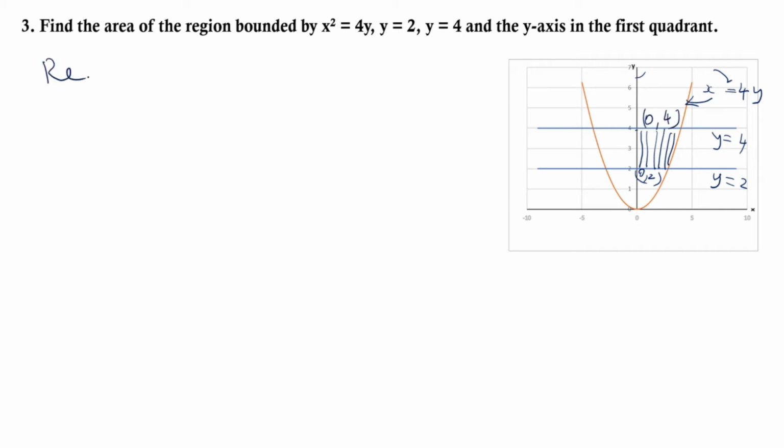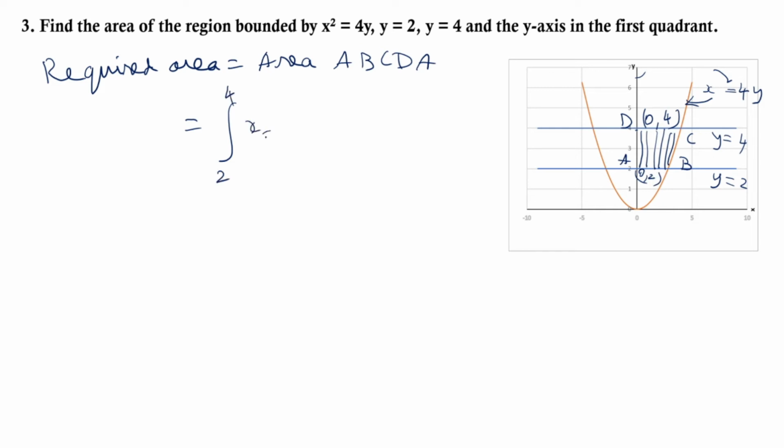So let us take the required area, which is equal to the area of ABCDA. This is equal to the integral. Here we have to take it in terms of y. Y varies from 2 to 4. Integral 2 to 4 x curve dy. So that is equal to integral 2 to 4, x is nothing but 2 root y, dy.